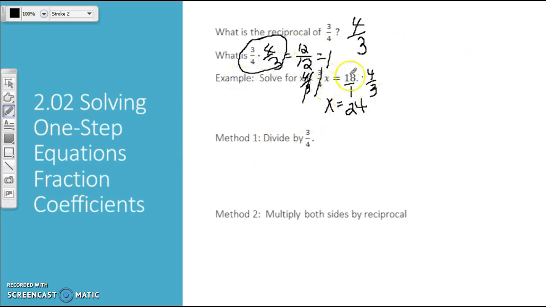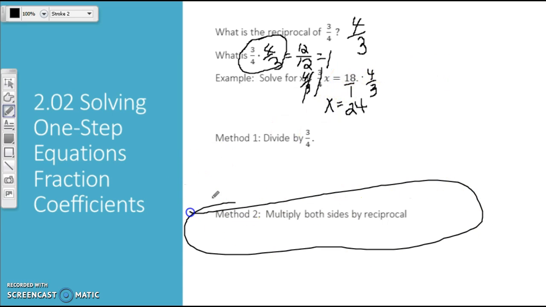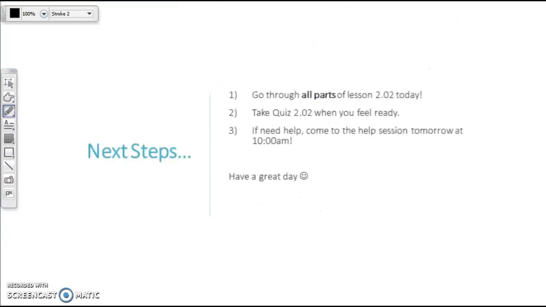Now the other method to solve this one, so we just did this one. We did method 2 up here. The other method is to divide by 3 over 4, and that's a little bit more complicated, so I'm just going to stick to the reciprocal method.